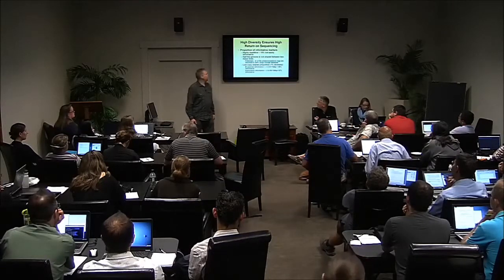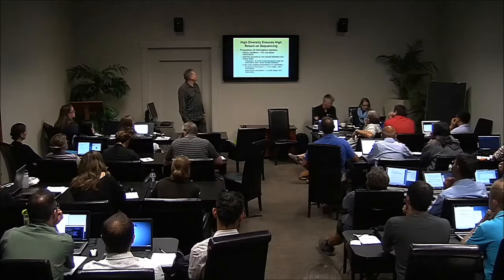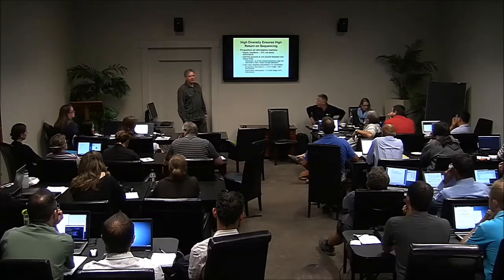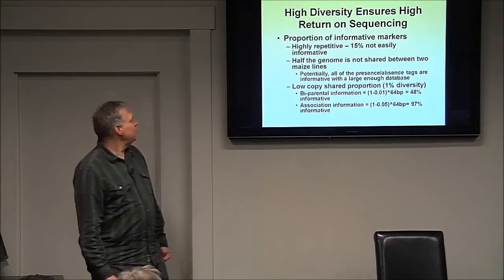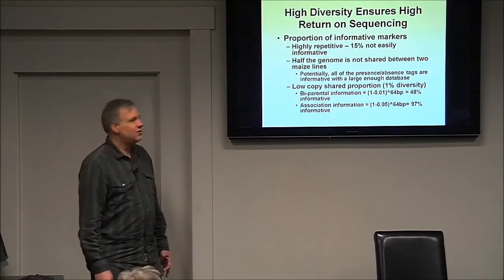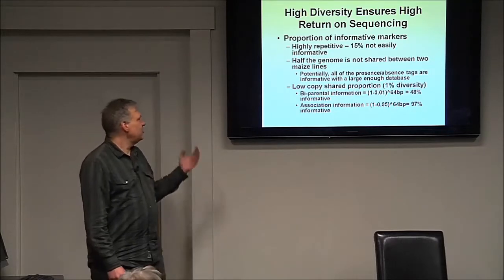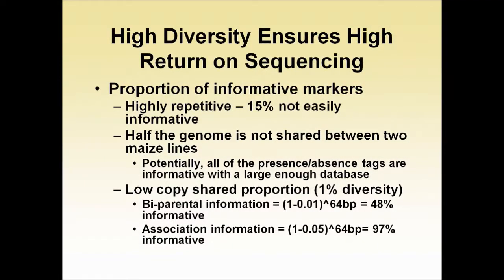So we started out with 64 base tags working at that level, and Ed made calculations of what he expected in maize, knowing his organism. So we felt we'd have something like 15% of the tags should be highly repetitive and not very useful, and half the genome is not shared between two lines, so we expect half of our GBS tags to be presence-absence markers. And then there'd be a low copy shared proportion, and with 1% sequence divergence, we expect that in a biparental population, about half of those 64 base tags should be segregating. And in an association population, most of them will have a mutation somewhere across maize, so most tags will have some SNPs in them in an association panel.